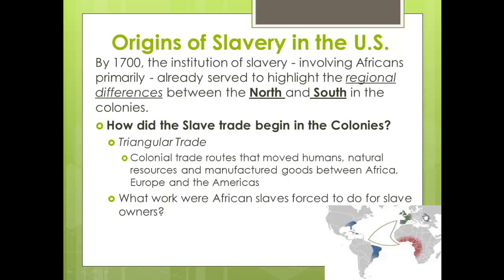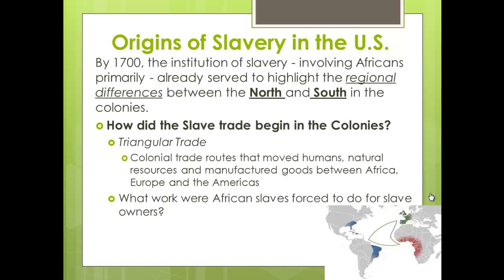If you follow along, it says colonial trade routes that move humans, natural resources, and manufactured goods between Africa, Europe, and the Americas. In the Americas, we're seeing colonies start to develop natural resources and cash crops, sending those to places like Europe. From Europe, we will see manufactured goods, and from Africa, we will see humans being brought to the Americas for specific reasons.